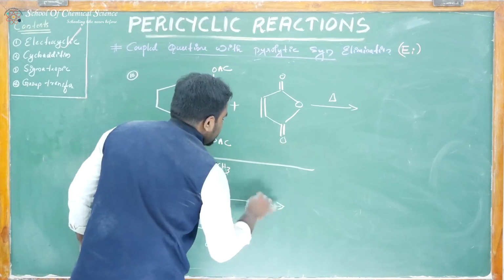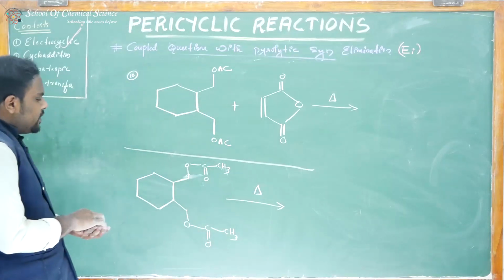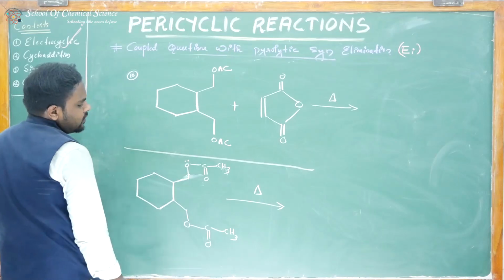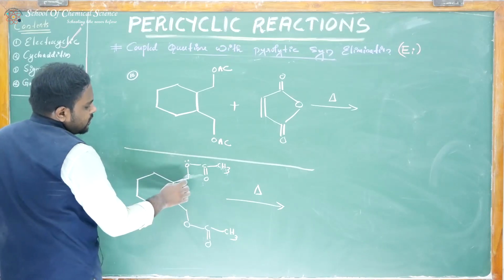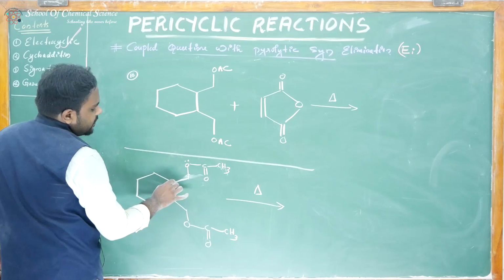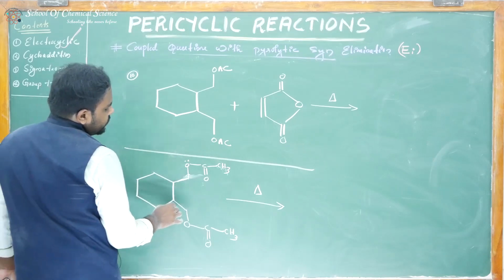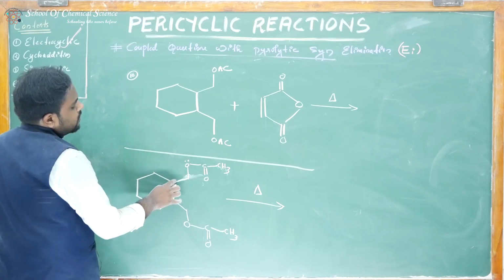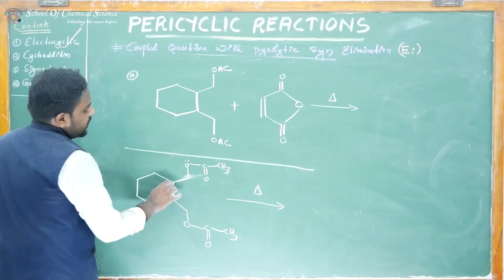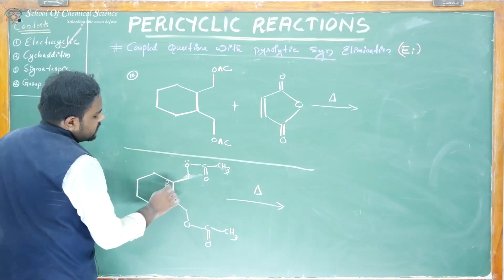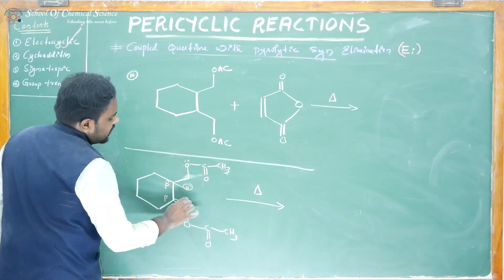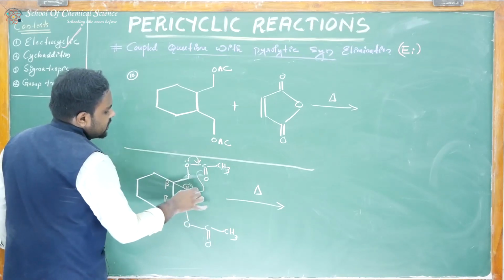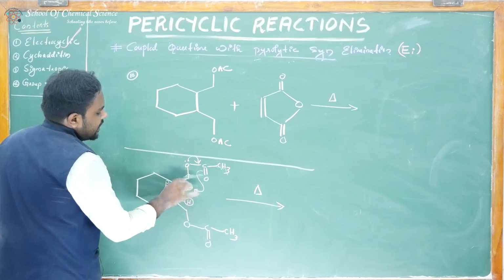Okay, under thermal condition, what happens? This lone pair on oxygen. What is the beta hydrogen? This is alpha, this is beta. This is alpha carbon, and with respect to this, the beta carbon contains a hydrogen. Here also the beta carbon contains a hydrogen. This lone pair will make a double bond here. This will interact with the beta hydrogen. Here a pi bond is formed.